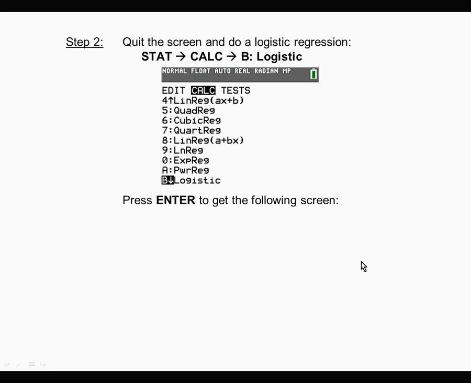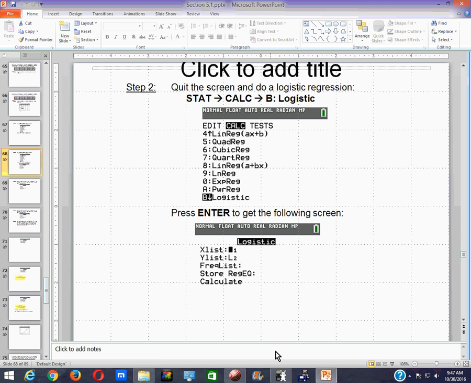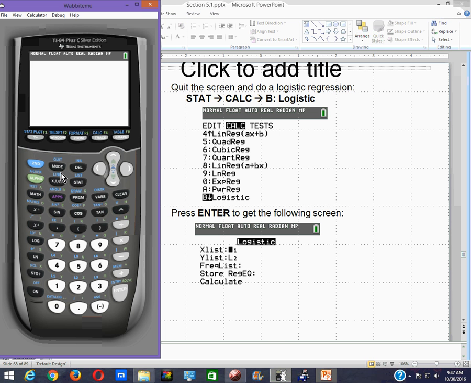Okay, step 2, we're going to quit the screen and do logistic regression, where it's choice B. So if we enter, we're going to get this screen. And since we're going to graph, I'm going to store it. Now, in order to make sure everything works like it's supposed to, let me set my float. So mode, float, we're going to 3 places, so float on over to 3. Remember, I didn't do this on the calculator on the slide.